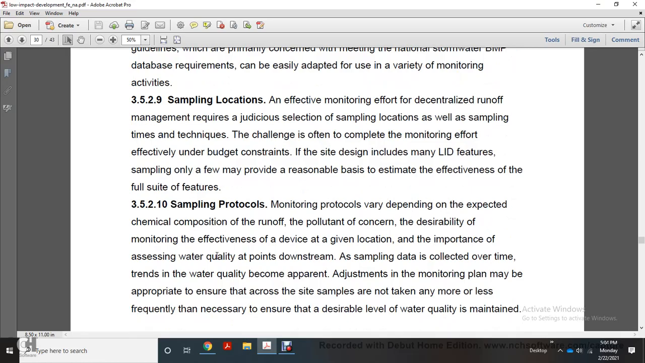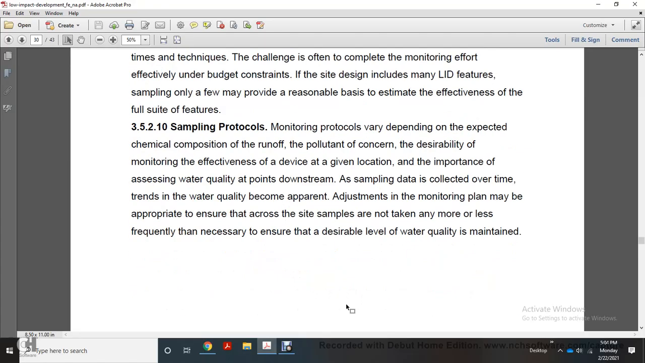Sampling protocols. Monitoring protocols vary depending on the expected chemical composition of runoff, the pollutants of concern, the desirability of monitoring the effectiveness of the device at the given location, and the importance of assessing water quality at points downstream. As sampling data is collected over time, the trend of the water quality becomes apparent, and adjustment of the monitoring plan may be appropriate to ensure that samples across the site are not taken more or less frequently than necessary to ensure that the desired level of water quality is maintained.